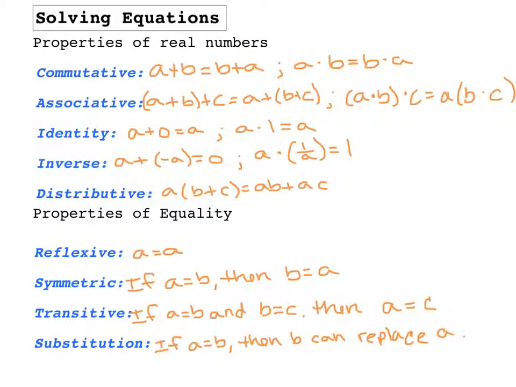This video is going to be about solving equations, both one-step and multi-step. Before we can solve those equations, we need to have these properties down pat. So I will be referencing all these properties throughout the video, so if you need help, just reference back to this slide.